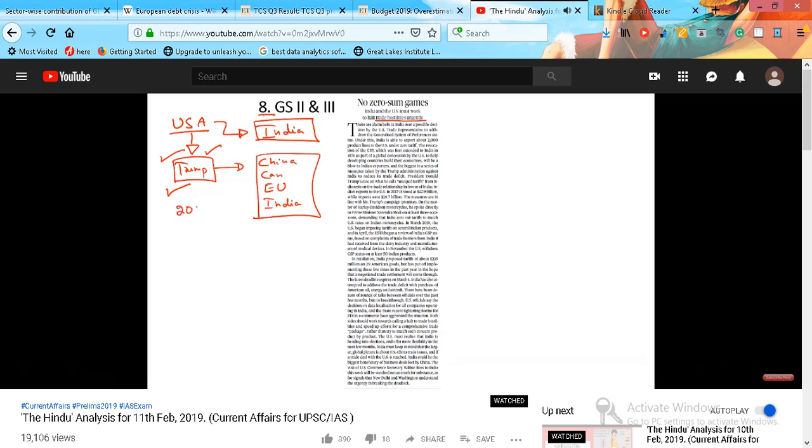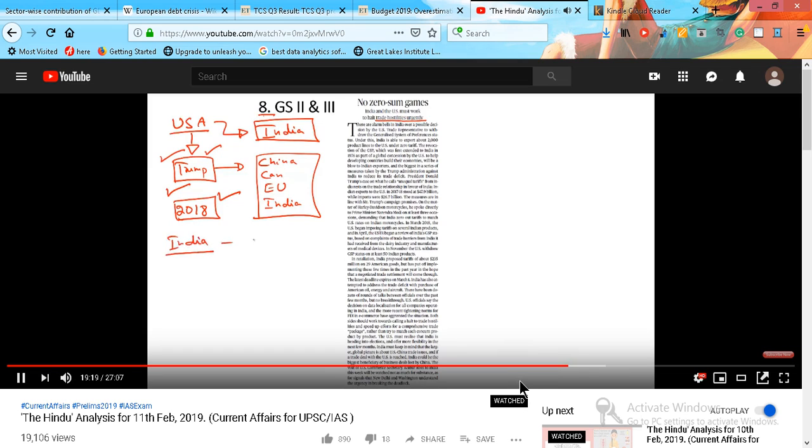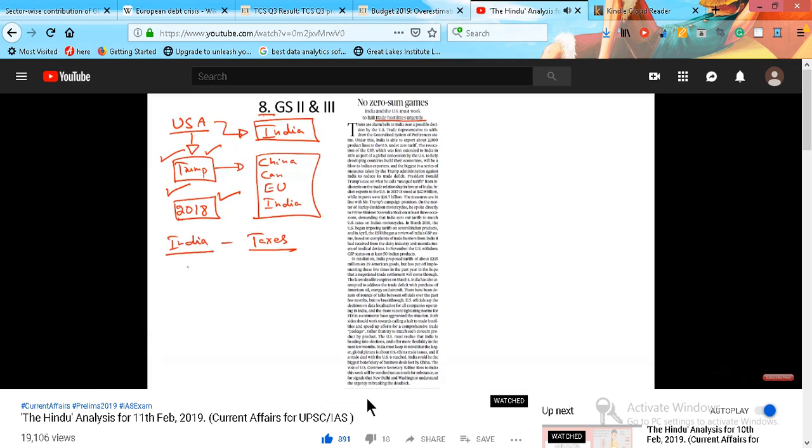So after the US imposed higher tariffs on Indian products in 2018, India also retaliated by increasing the taxes on American exports, and this has led to a standoff between India and the United States, and it is a part of the ongoing trade wars which are being seen across the world.